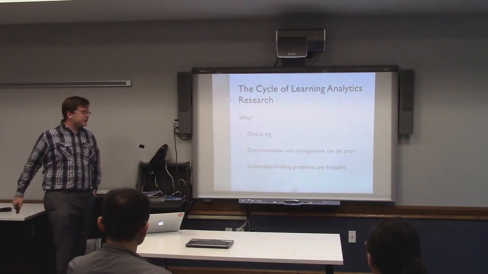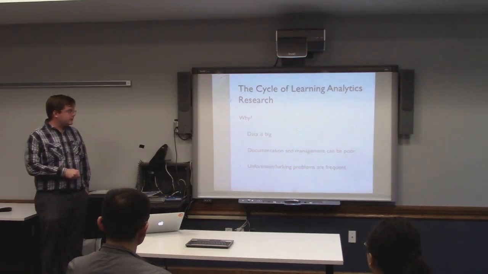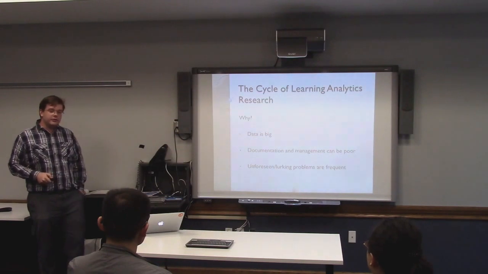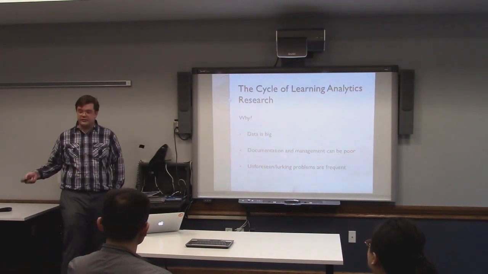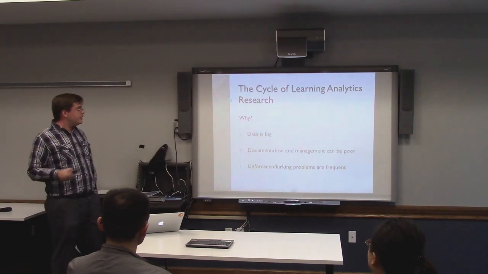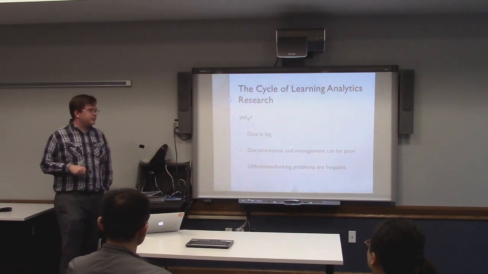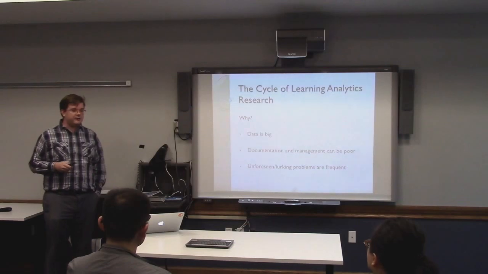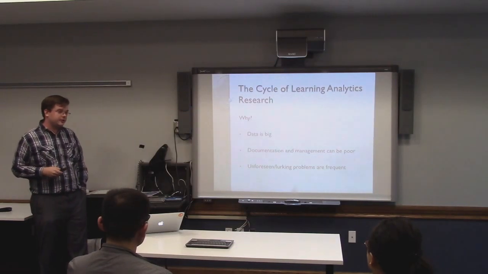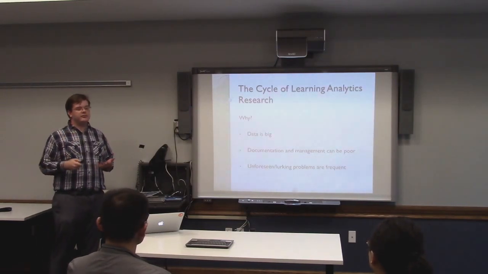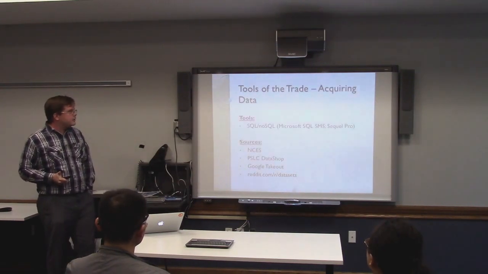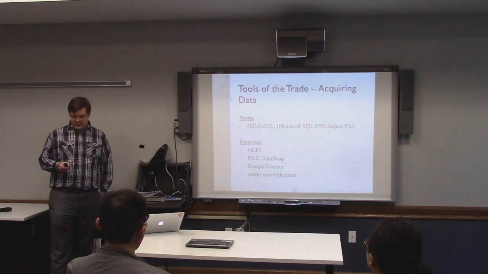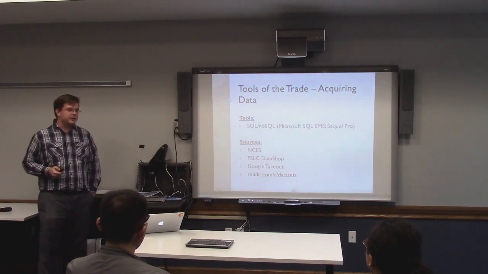And also, unforeseen and lurking problems are frequent, related to the previous two. You know that your data is big, which means you don't always have a good grasp of what exactly is in every single row and every single column. And you also know that documentation and management can be poor, which means you find traps and sinkholes as you wander through the data. You don't really have a good sense of where things are at the outset of the project. So, what are some of the tools that we can use to navigate this minefield of incredibly complex data?